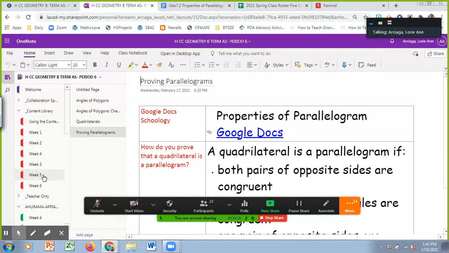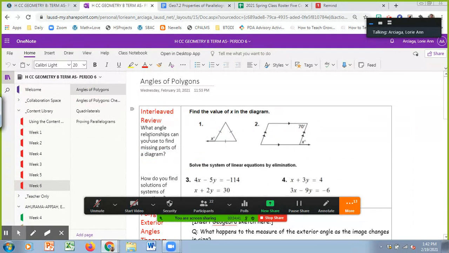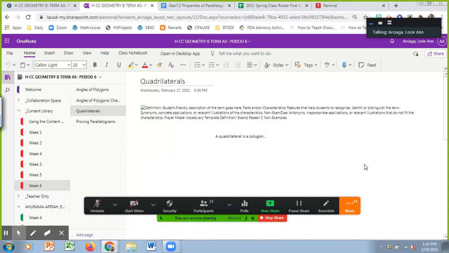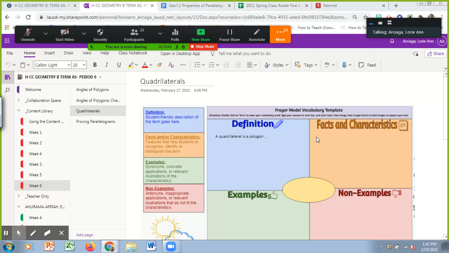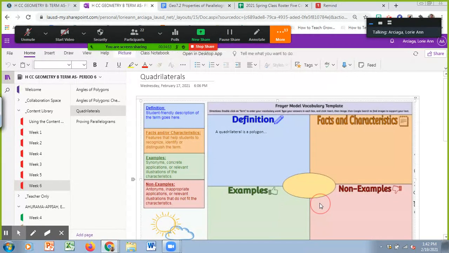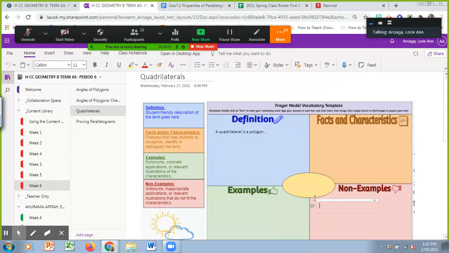number 6 already. It's called quadrilaterals right here. And what I would like you to do is you're going to type in every box. There you go. And you can also insert Google images to fill these up. So please take note that we are defining here a quadrilateral, not a parallelogram. Okay? So we are defining a quadrilateral. Alright? So go ahead and do that for me.